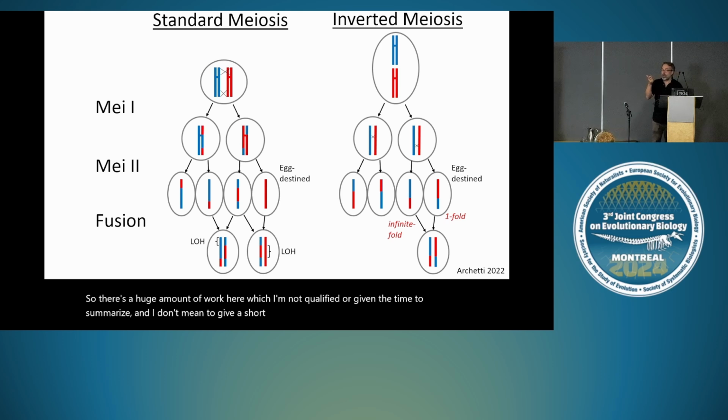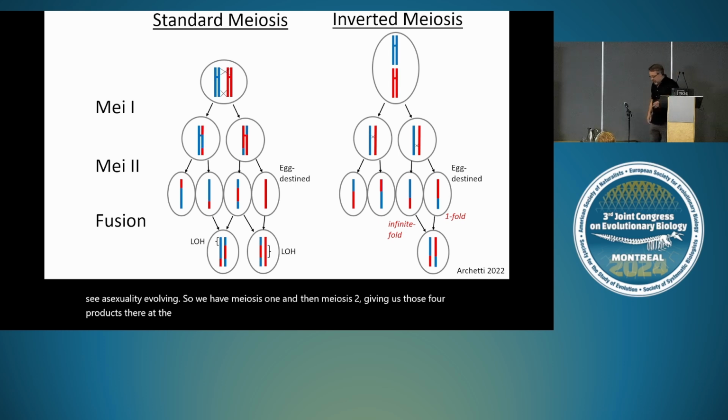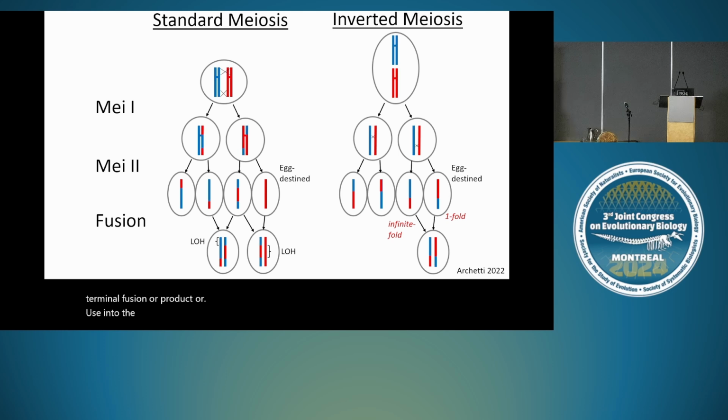But it seems like one part of this explanation may be loss of heterozygosity. So here I've depicted the two major ways that we see asexuality evolving. We have meiosis 1 and then meiosis 2, giving us those 4 products there at the bottom. And then we see the two major ways that diploidy is restored: either fusion of the two terminal products, we'll call it terminal fusion, or fusion of the central ones, we'll call it central fusion.